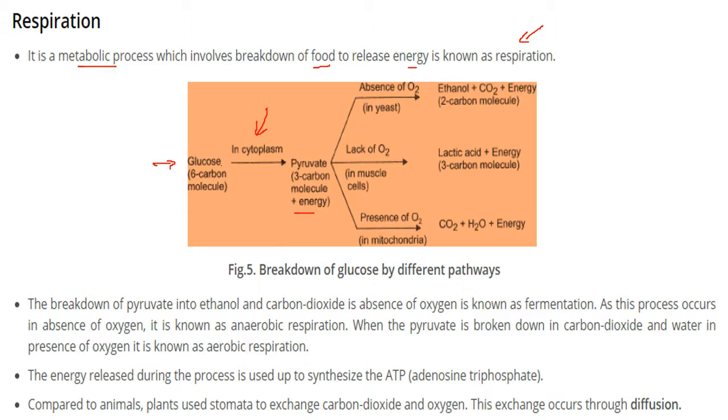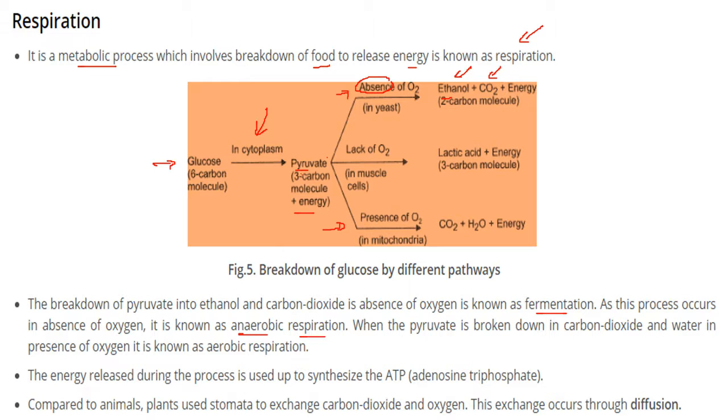Here we have glucose. Respiration can take place in the absence of oxygen, in the presence of oxygen, or lack of oxygen. These are 3 things which can happen. The breakdown of pyruvate into ethanol and carbon dioxide in the absence of oxygen is known as fermentation. This process occurs in the absence of oxygen. That is why it is called anaerobic respiration. Please understand, respiration in the absence of oxygen is known as anaerobic respiration.